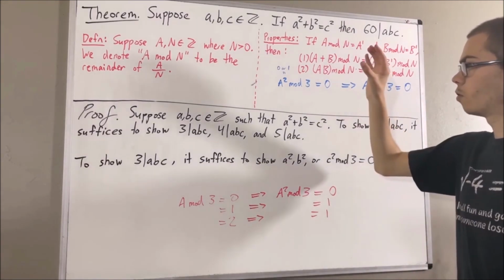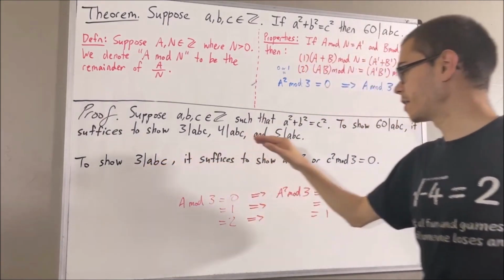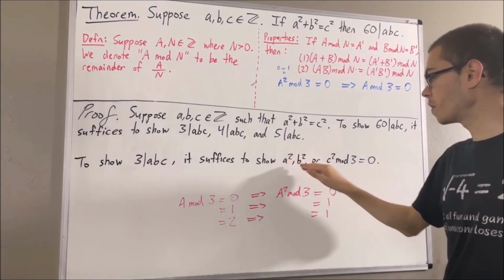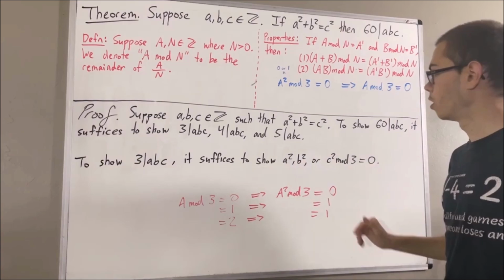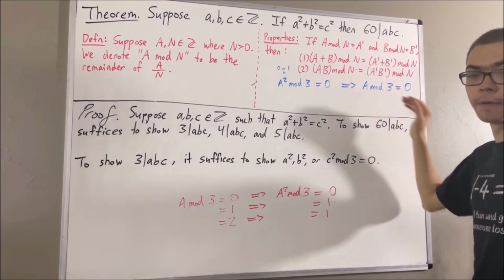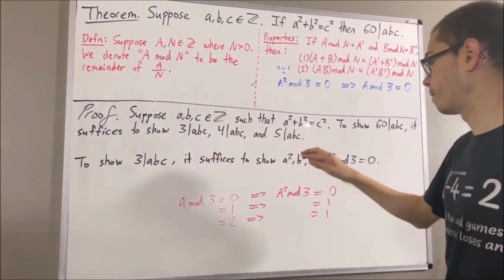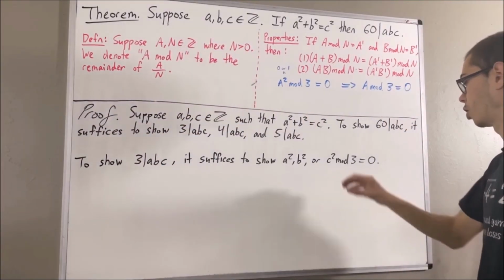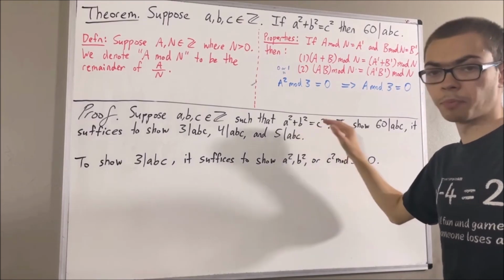So, why does this implication tell us that to show 3 divides abc, it suffices to show one of these 3 is equal to 0? Well, let's say that we've shown a squared mod 3 is equal to 0. By this implication, a mod 3 is equal to 0, which means 3 is a divisor of a, and therefore 3 is a divisor of abc. Right? That's the reason why it suffices to show one of these 3 is true. Okay, now going back to our proof, let's take this equation and mod 3 both sides.